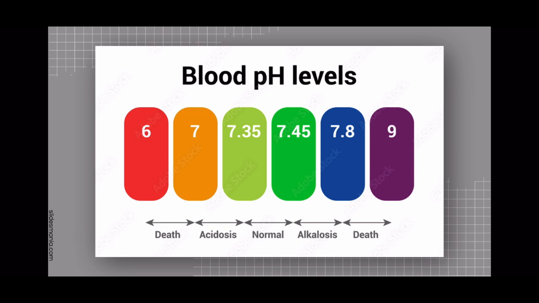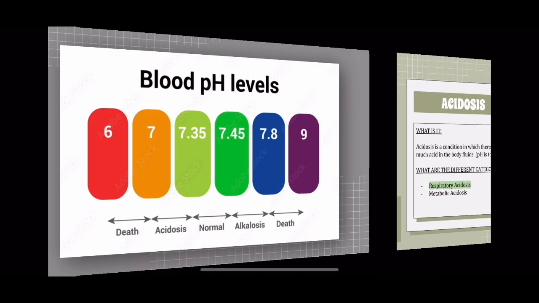Blood pH levels. Normally, as humans, we want to have blood pH between 7.35 to 7.45. If our blood pH drops between 7 to 7.35, it causes acidosis. And if it rises from 7.45 to 7.8, it creates alkalosis. And if your blood's pH drops below 7 or rises above 7.8, it could result in death. And in this presentation, I'm going to be talking about acidosis and alkalosis.